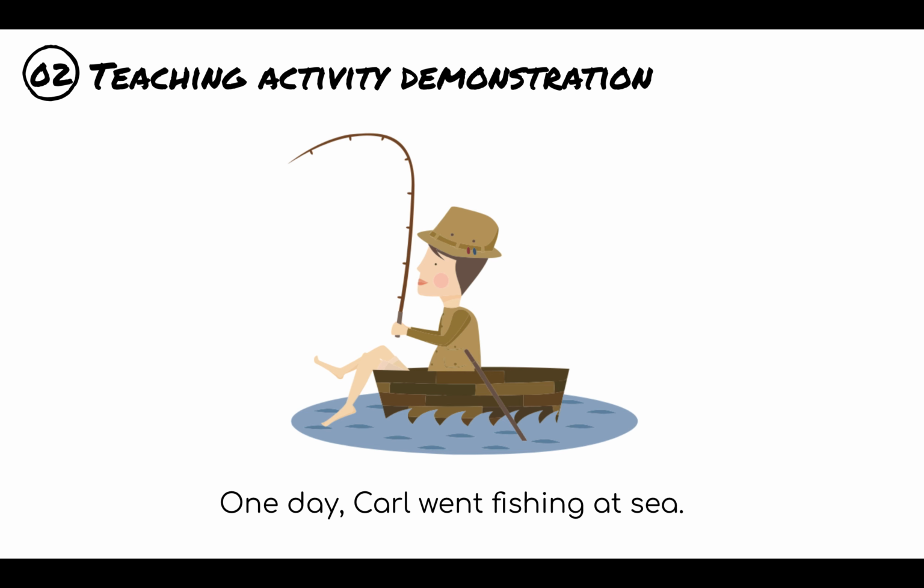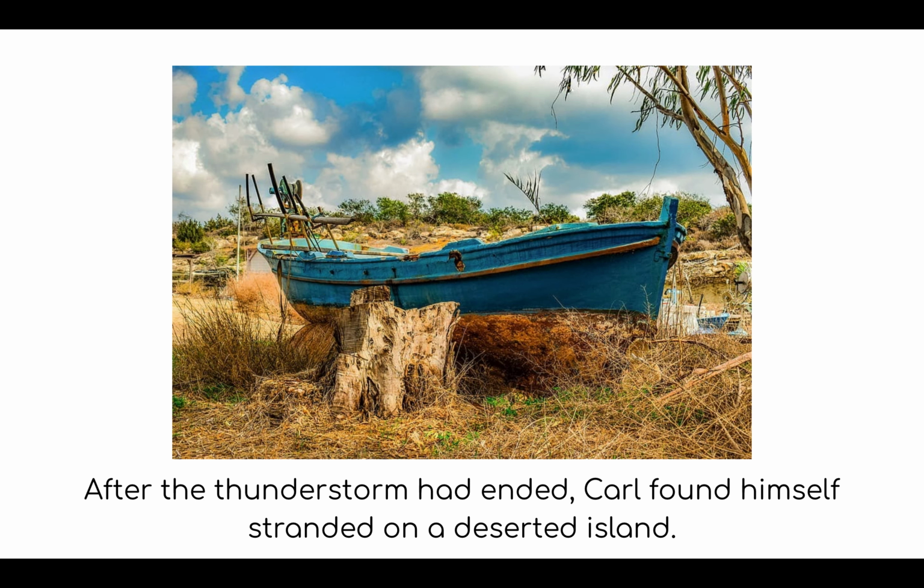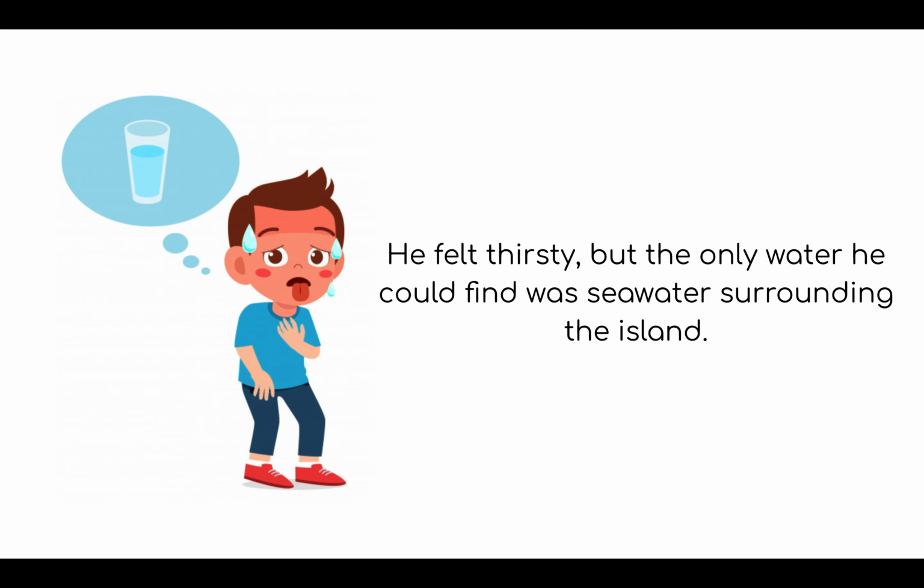For today's lesson, let me start by telling you a story. One day, Carl went fishing at sea. Suddenly, the skies darkened and there was a thunderstorm. Boom! Clap! After the thunderstorm had ended, Carl found himself stranded on a deserted island. He felt thirsty, but the only water he could find was the seawater surrounding the island.